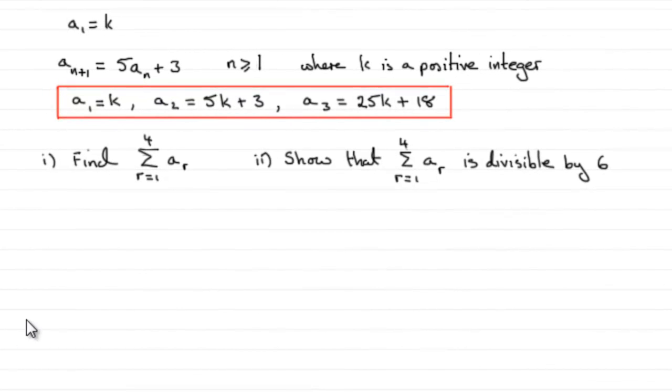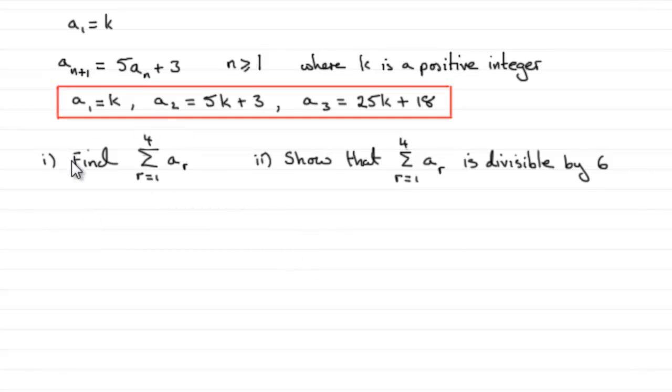Now we've got two parts to the last part of this question. We've got to find sigma r going from 1 to 4 of AR, and in part 2 show that sigma of AR going from 1 to 4 is divisible by 6, and there's 4 marks for this part of the question. Now to do this, what I've done is I've written out the first 3 terms of the sequence in terms of k. Remember, in the previous parts we had to show what A2 and A3 were.